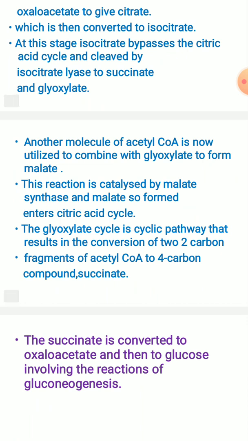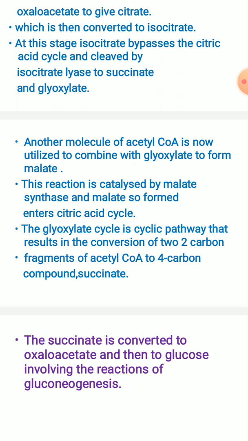So the glyoxylate cycle results in the conversion of these two carbon fragments of acetyl-CoA to a 4 carbon compound, that is nothing but succinate. So succinate will be the end product. The malate which is formed enters into the citric acid cycle. This particular 2 carbon fragment of acetyl-CoA results in the 4 carbon molecule, that is succinate. In the cleavage reaction, isocitrate is cleaved into succinate and glyoxylate.